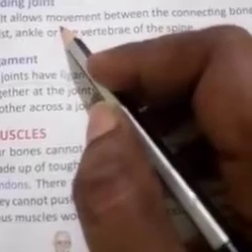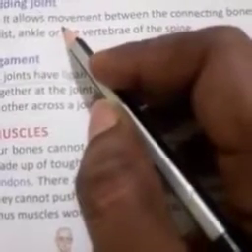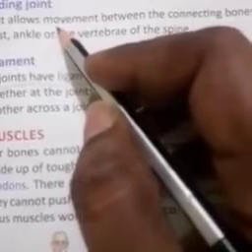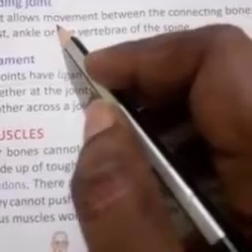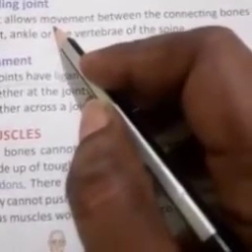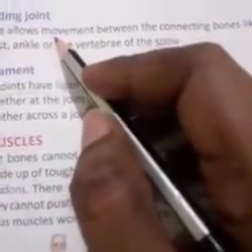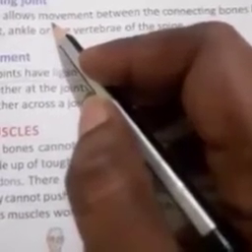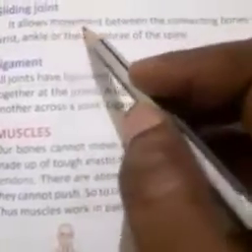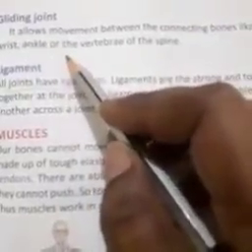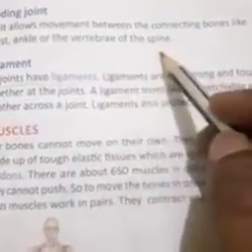Next, come on to the next page. Gliding joint. Gliding joints are formed between bones that meet at flat or nearly flat articular surfaces. Gliding joints allow the bones to glide past one another in any direction along the plane of the joint: up and down, left and right, and diagonally. It allows movement between connecting bones like the wrist, ankle, or the vertebrae of the spine.